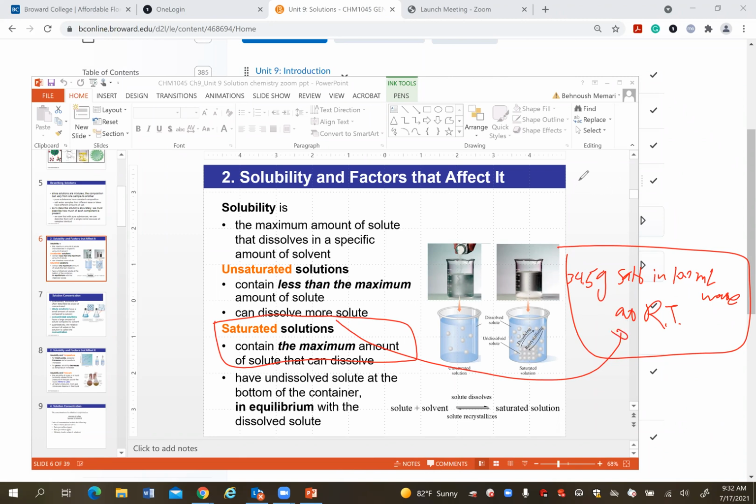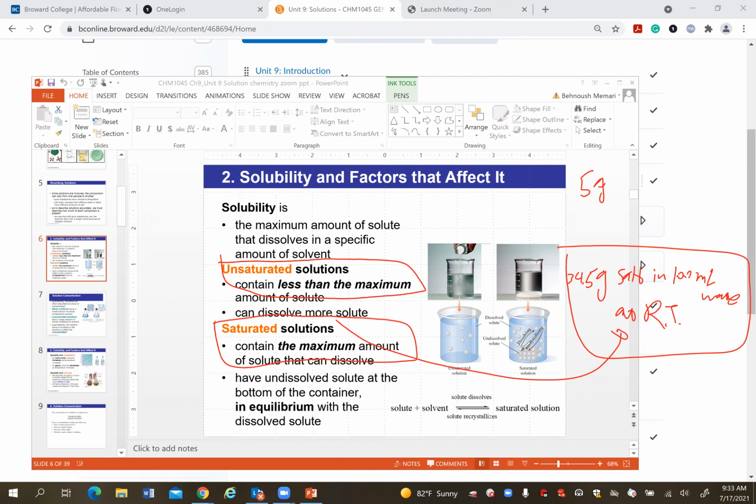If we have 5 grams of salt, we add 5 grams of the salt to 100 milliliters of water. What happens if you add another 2 grams of salt? It would still dissolve. It would continue to dissolve. Since it's going to continue to dissolve, the solution that we have at that point is unsaturated because it still can take in more. So if you can dissolve more of the solute, it is unsaturated.